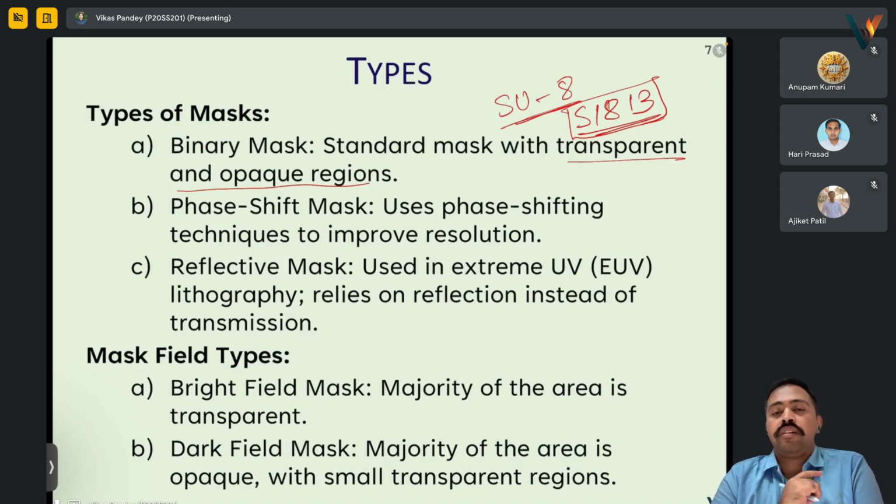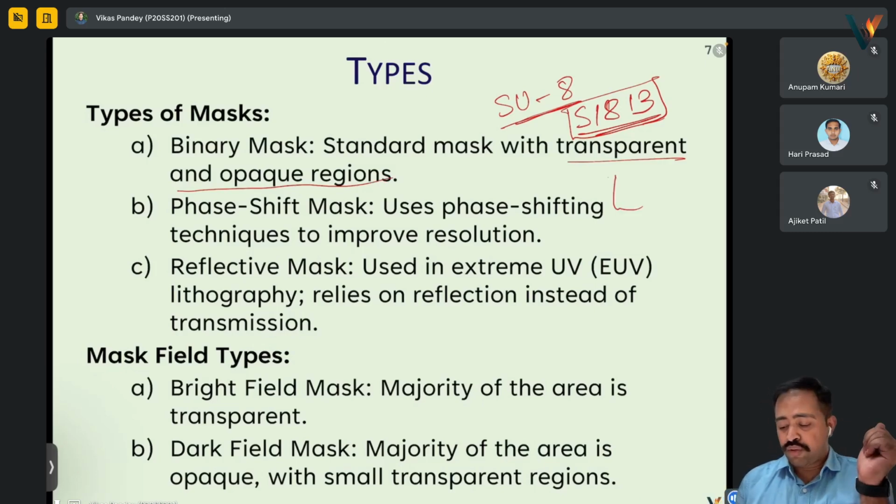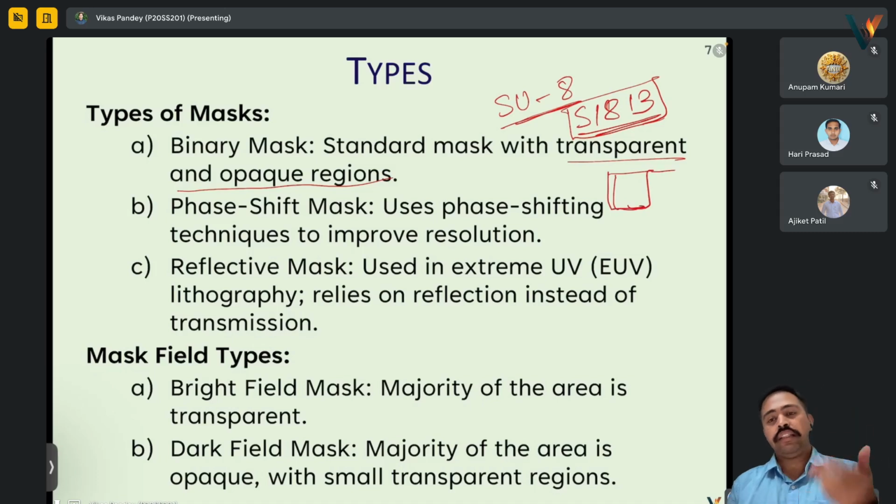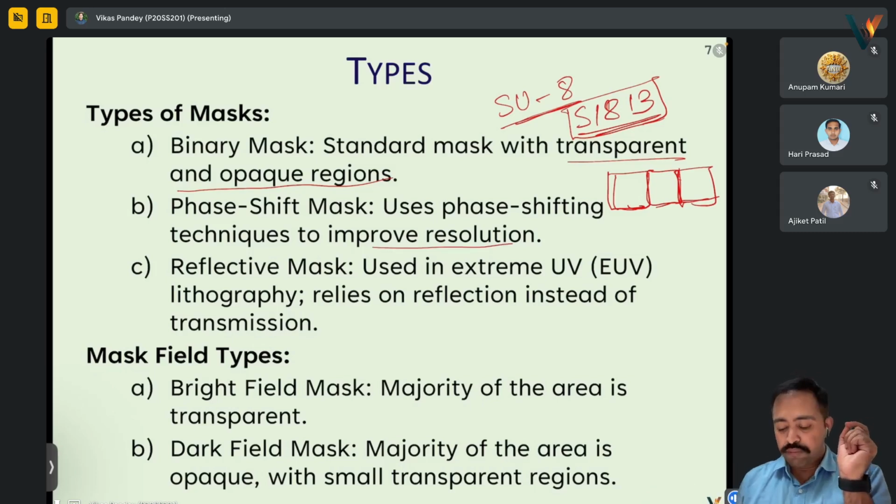Like we discussed in one of the classes, to counter this problem of diffraction and all, phase shifting is done. One region and another region have different phases. The light will be phase shifted so that we get good resolution. One area will allow the light as it is, the adjacent area will shift the phase by pi by 2, and then another transparent area. Such gratings are there. This is used to improve resolution.